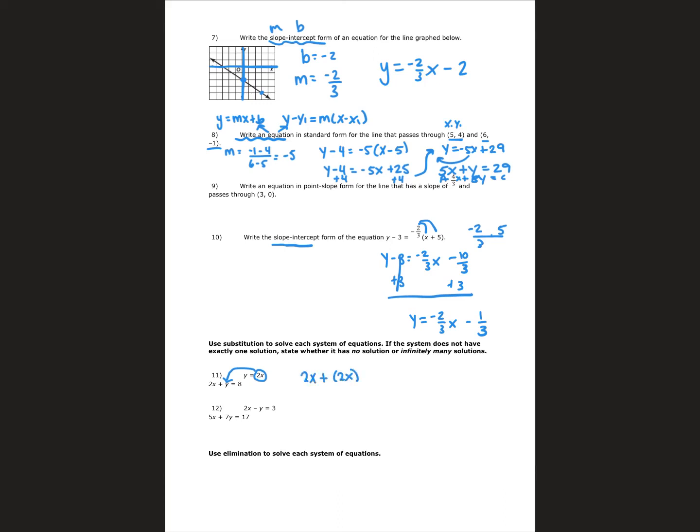I always replace with parentheses. Doesn't matter too much here. But that equals 8. And now I can calculate that 4x equals 8. So x is 2. And then I have to plug that in to also find y. So I can take one of the equations, it doesn't matter which one, plug the 2 into it. And so y equals 4.